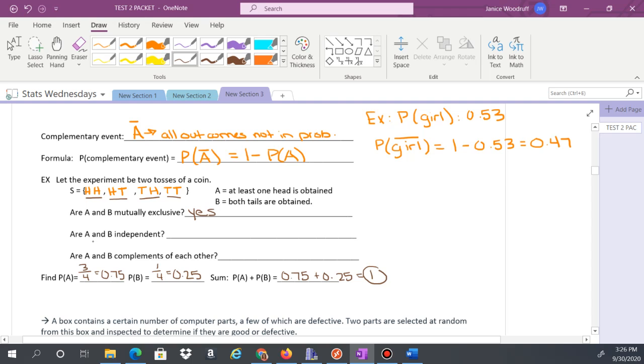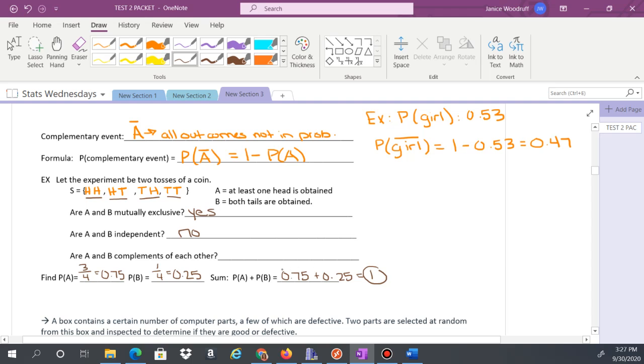Are they independent? Does one outcome affect the other? Yes, they do affect each other. So they are dependent on each other, okay? So if I get at least one head, then I can't get B. Okay, so I can't get two tails. So no, they are not independent. They are dependent on each other.